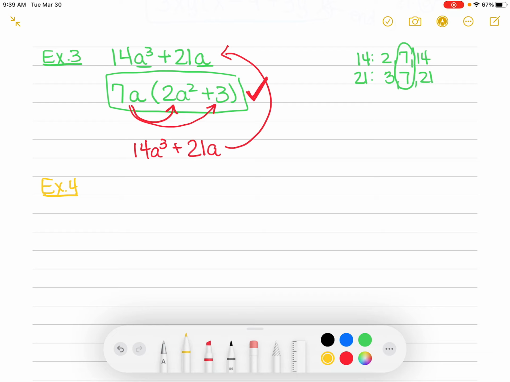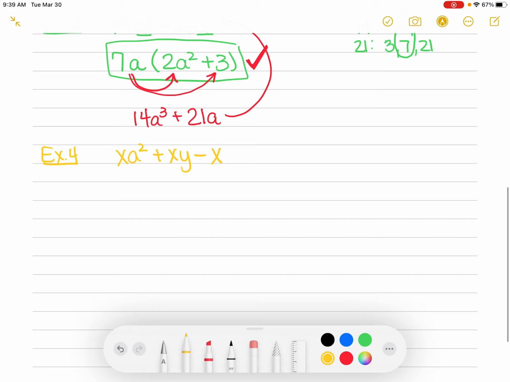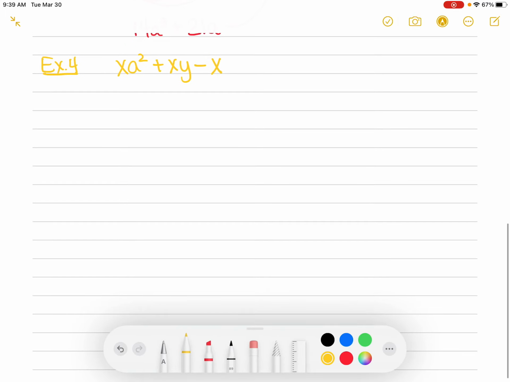Okay, last example, example 4. And you're going to do this one on your own also. XA squared plus XY minus X. So notice this one does not have any numbers in it. So you don't have to factor out any number. You're just looking at the variables. So look for what they have in common. Okay, go ahead and pause and try it on your own.